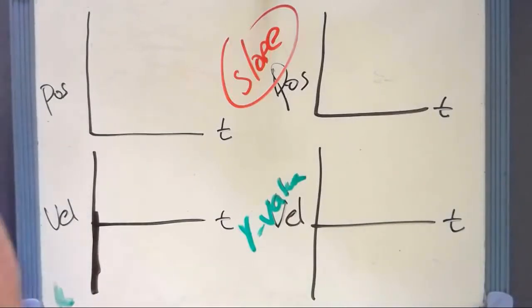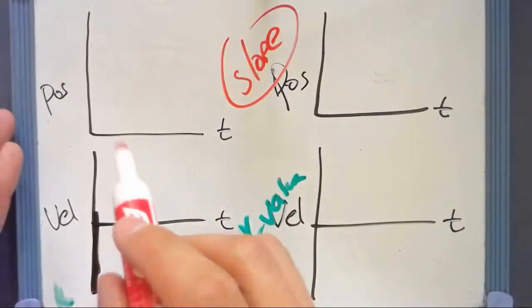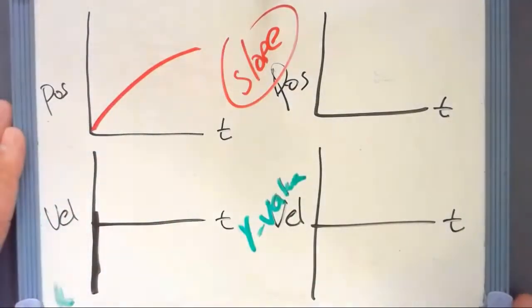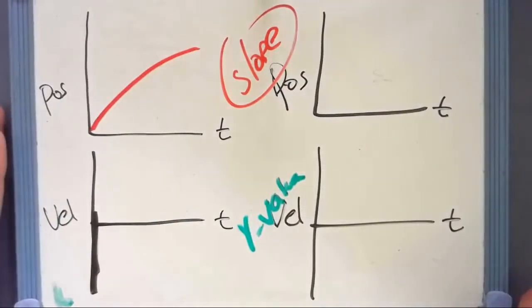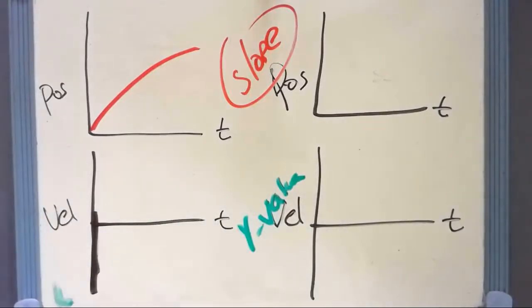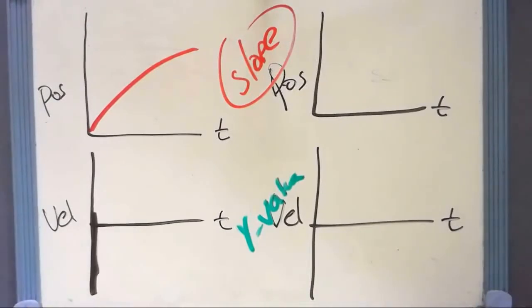All right, so the first graph I want us to consider is a position versus time graph that looks like this. Now these are a little bit different. Position versus time graphs can have curved lines. You won't see a curved line, at least in this class, for a velocity versus time graph, but you could for a position versus time graph.